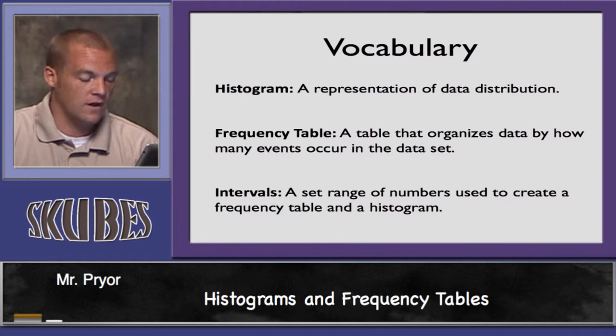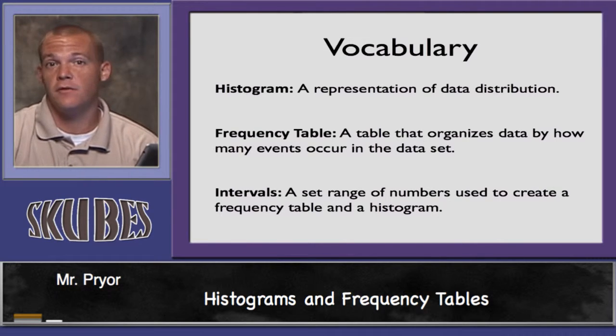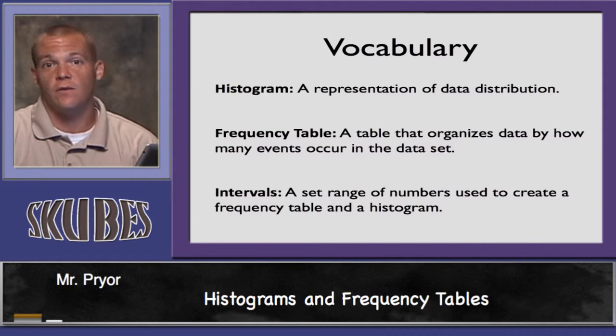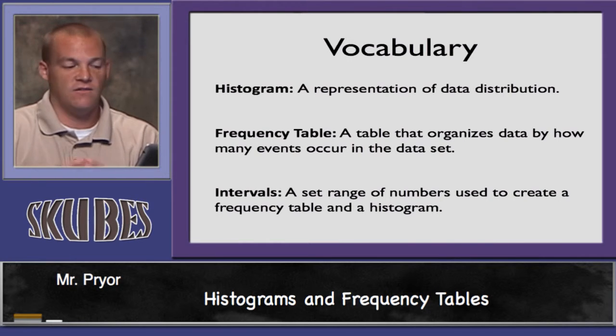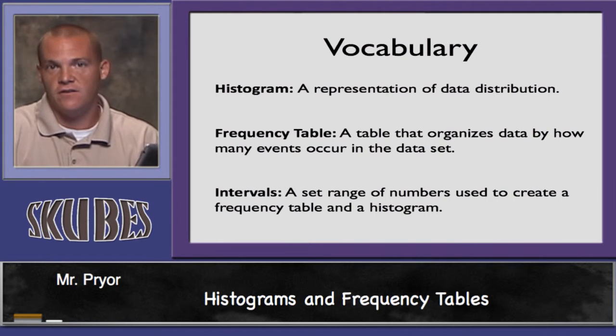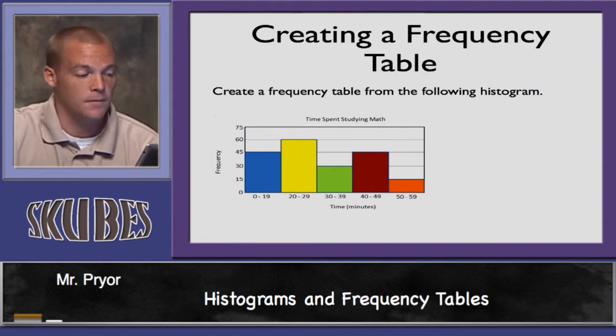And the intervals, an interval is a set range of numbers used to create a frequency table. So an interval could be numbers from 0 to 9, then 10 to 19, and so on and so forth. And then you're going to take that information that you have and put it into these intervals based on the values that you have. So we're going to show you how to do that and read that as we move through here, taking a look at a couple of examples.